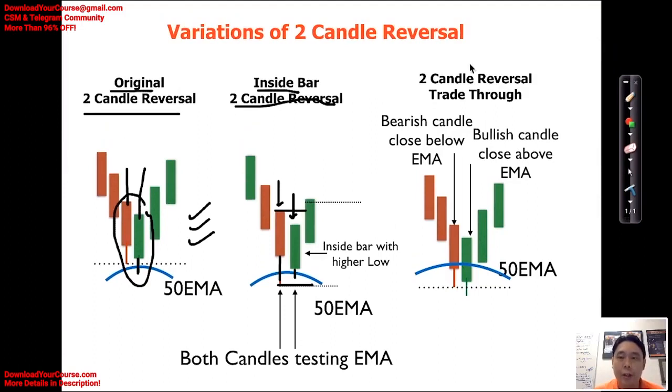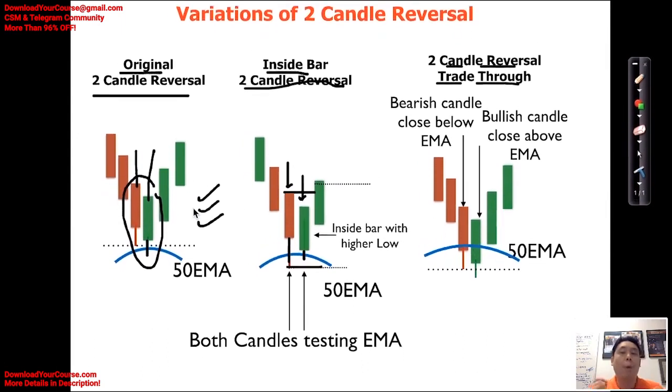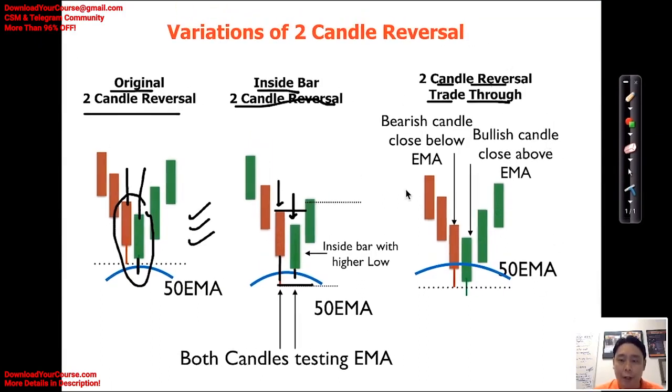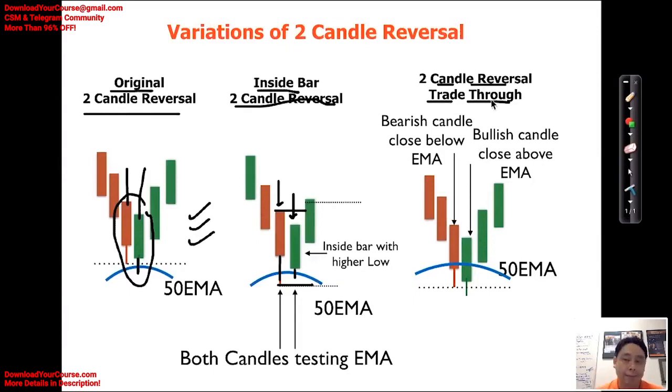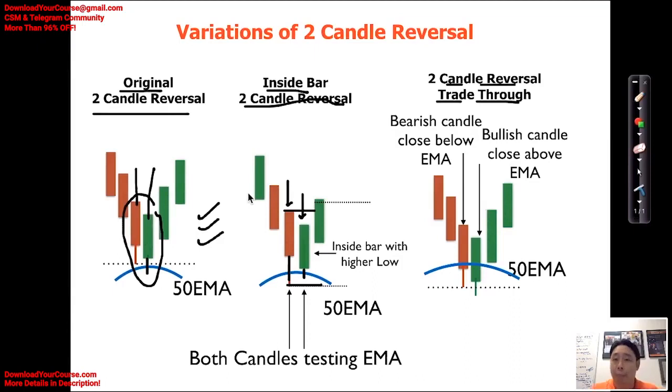Now, the third variation is the two candle reversal trade through pattern. Now, notice that for the first two patterns, the body of the candle is above the moving average. Only the lower shadow cuts the moving average, right? For this particular variation, notice that the body of the candle is cutting through the moving average. That is why we call it a trade through pattern. Now, for this particular pattern, the color is very important. It must be a bearish candle followed by a bullish candle. Whereas in the first two patterns, the color did not matter, as I mentioned earlier.